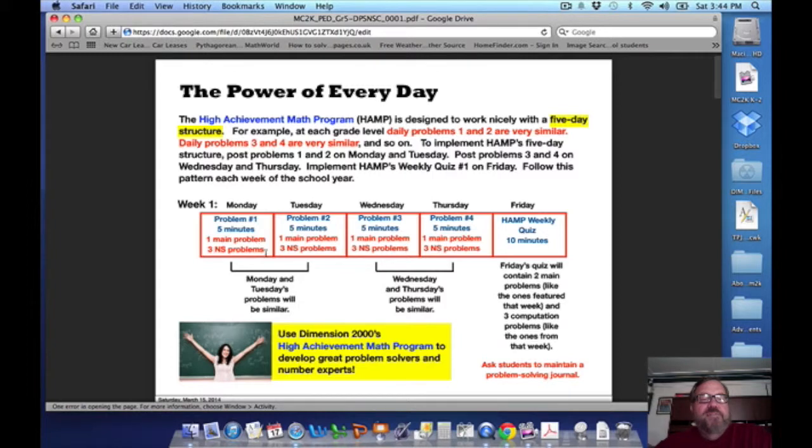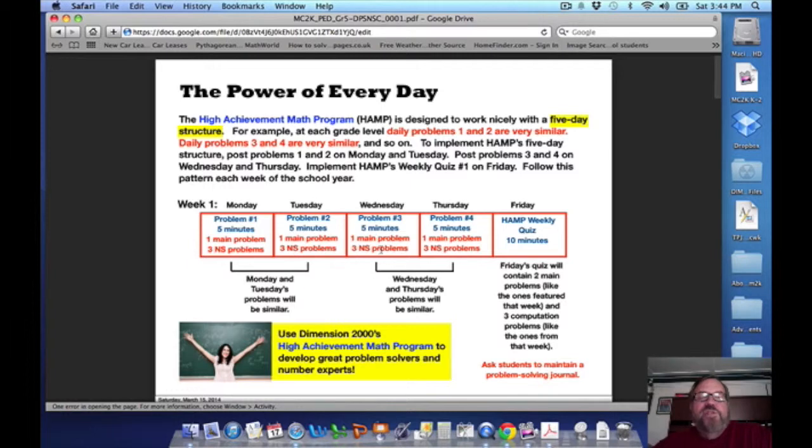And so when the 5 minutes is done, you put it away and get on with your regular lesson. Now notice that Tuesday's problem, there's a little bracket here hooking these two, because Tuesday's main problem is going to be very, very similar to what Monday's was. So if some students didn't know how to solve the problem on Monday and they learned from you, then on Tuesday they'll be more likely to have success with it. And the number sense problems on Tuesday are very similar to Monday's as well.